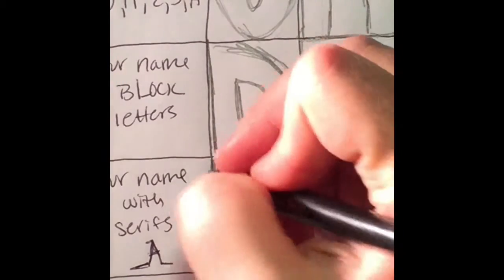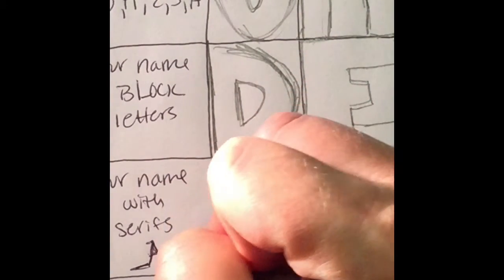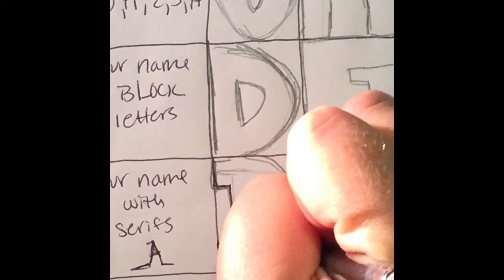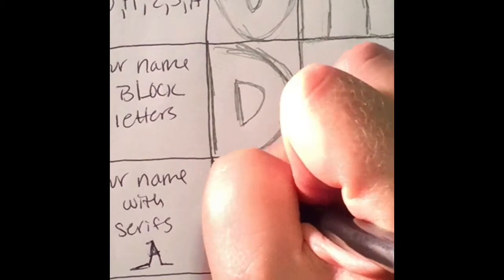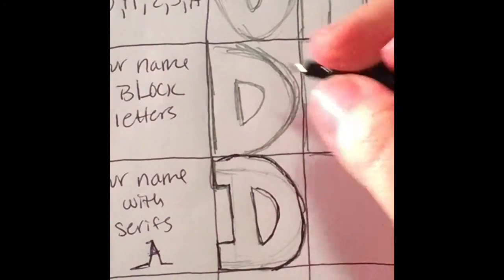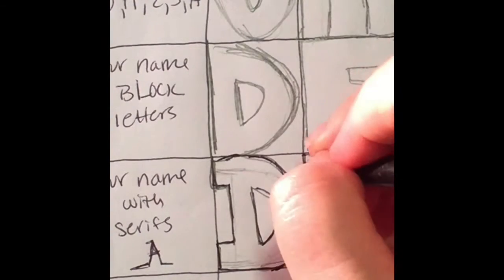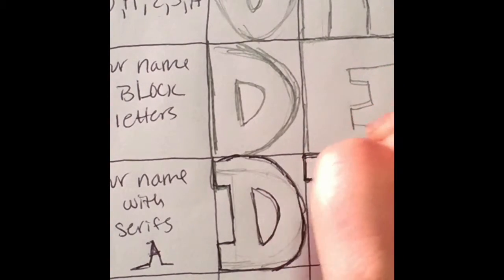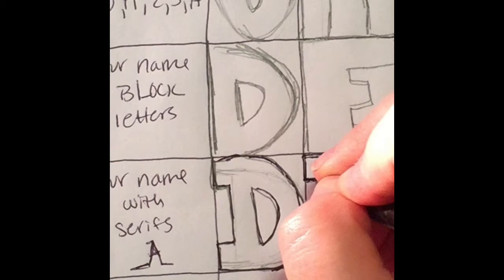In case you can't see it, I'm going to go over it. Okay, E. Put the little serif back here. You can also bring them down in the front if you want to get really fancy like this.